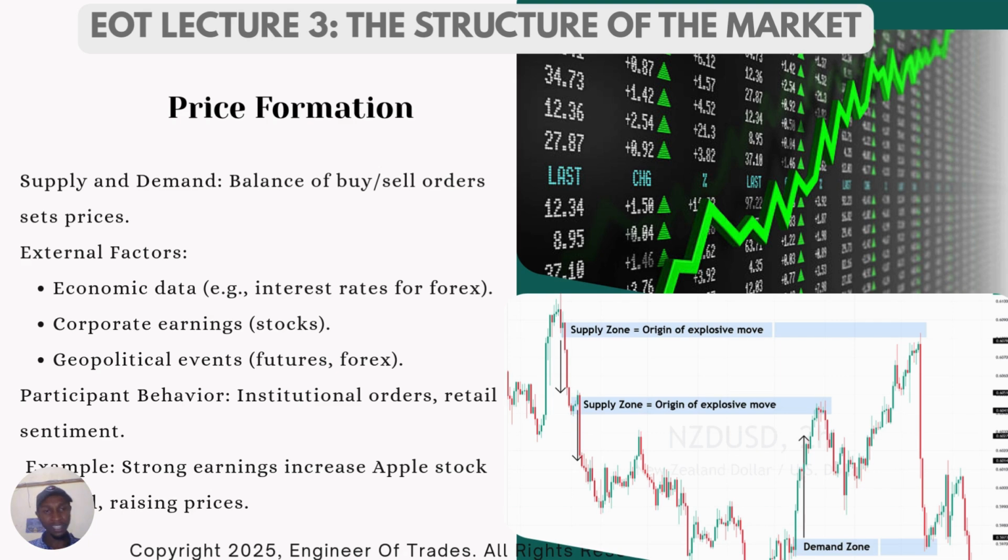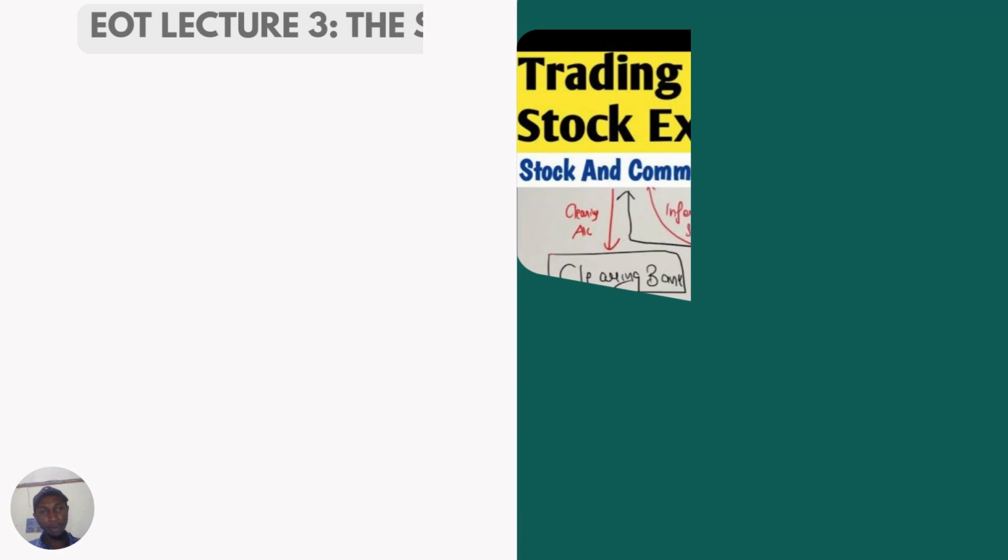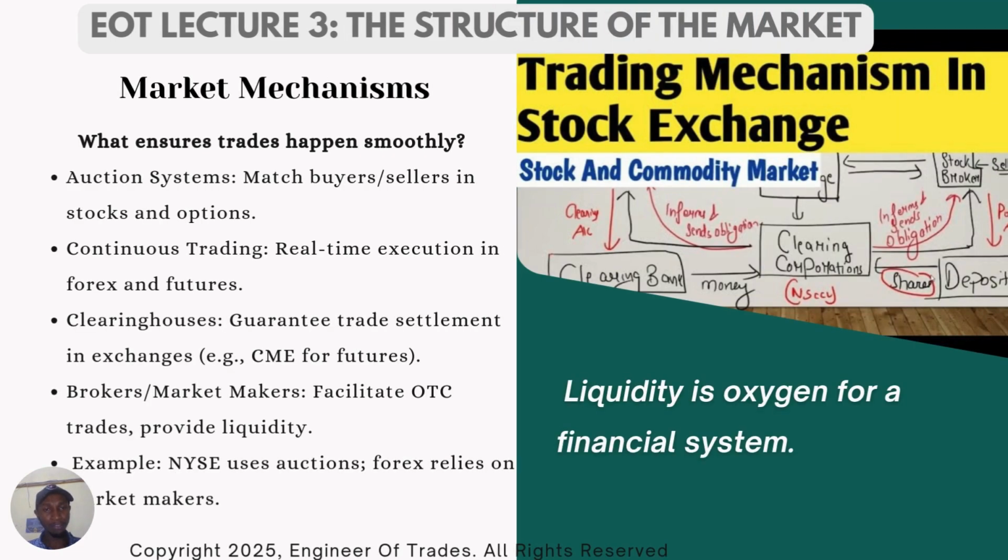So a good example is what is given there: a strong earnings report increases Apple stock demand, raising its price. Again, we're going to look into the inner depth of that as we look at the strategies later on. Lastly, we have market mechanisms. This is the last key core component that is meant to help us understand the structure of the market.